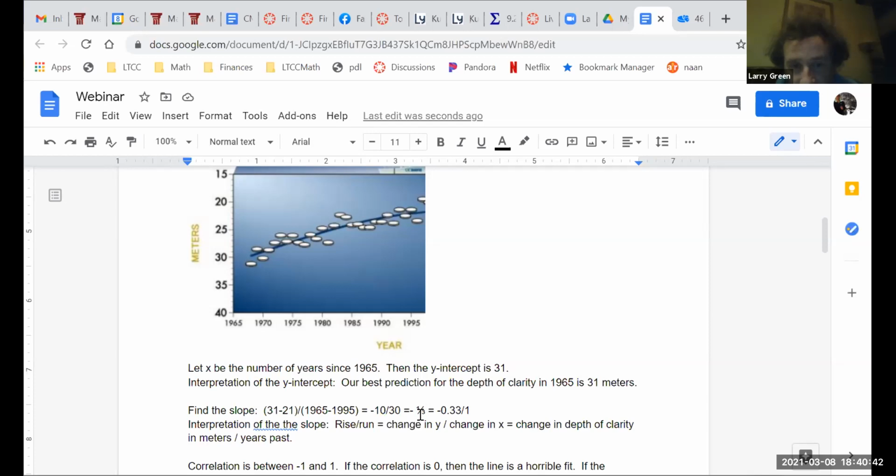Okay, now notice that the denominator, when I write it this way, is 1. So that means 1 year passing. So I can write for every year. That's 1 year.